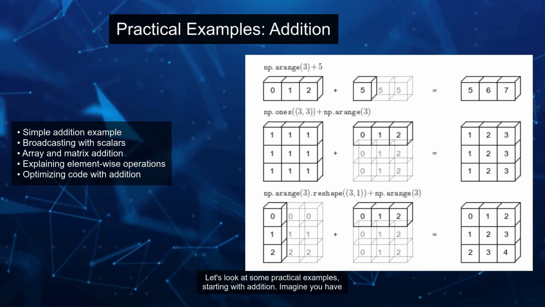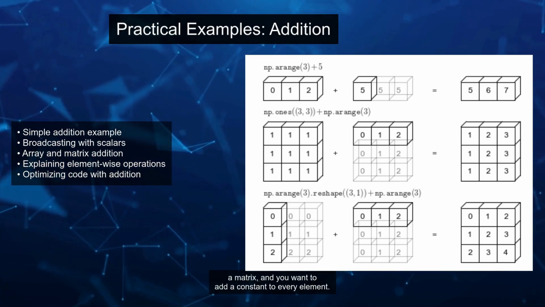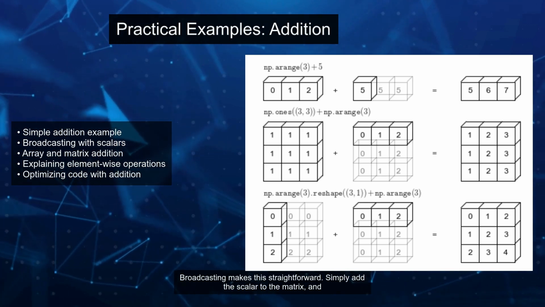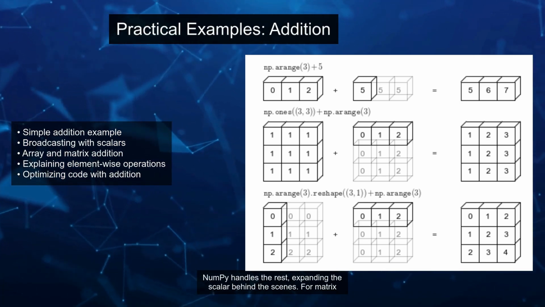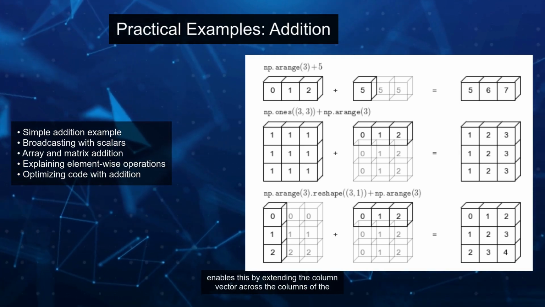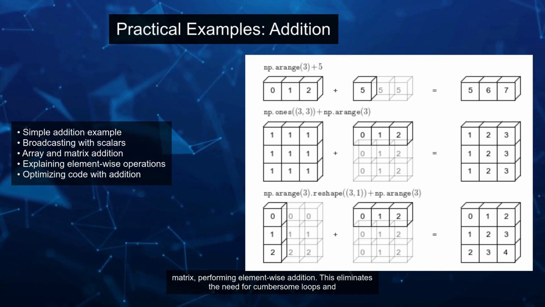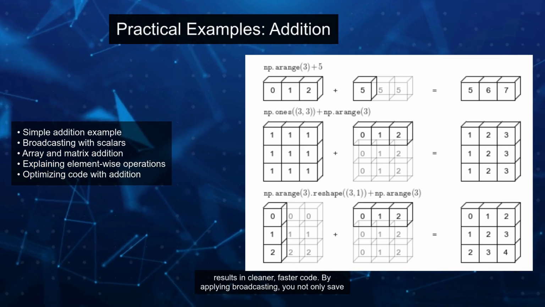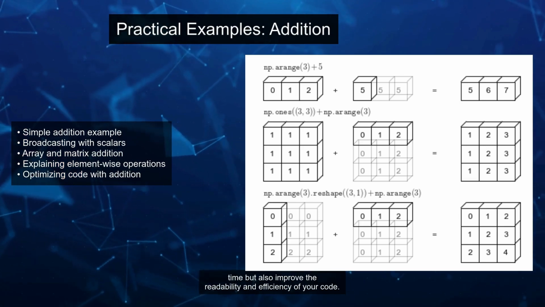Let's look at some practical examples, starting with addition. Imagine you have a matrix, and you want to add a constant to every element. Broadcasting makes this straightforward. Simply add the scalar to the matrix, and NumPy handles the rest, expanding the scalar behind the scenes. For matrix addition, consider adding a 3x3 matrix to a 3x1 column vector. Broadcasting enables this by extending the column vector across the columns of the matrix, performing element-wise addition. This eliminates the need for cumbersome loops and results in cleaner, faster code. By applying broadcasting, you not only save time but also improve the readability and efficiency of your code.